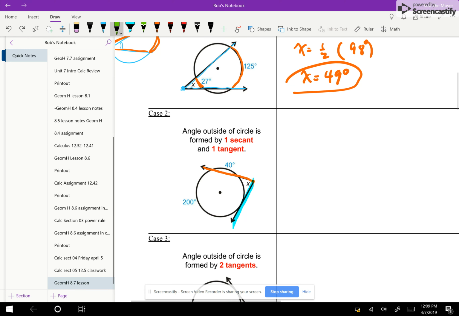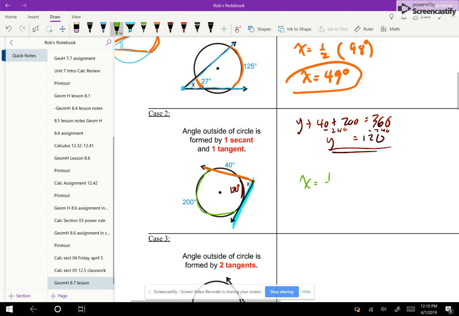So what we want to look at is this arc here, which is 200, and this arc here, which we don't know. Let me call that y. So we first have to find out y. Now we know y plus 40 plus 200 equals 360. So y plus 240 equals 360, so y equals 120. If you subtract 240 from both sides, you get 120. So I can mark 120 degrees in there.